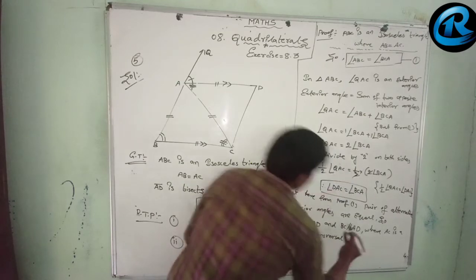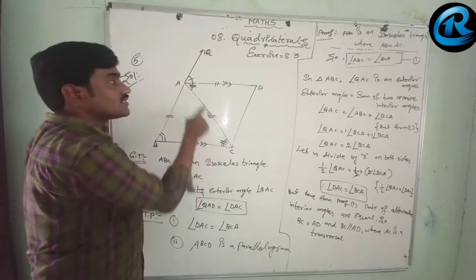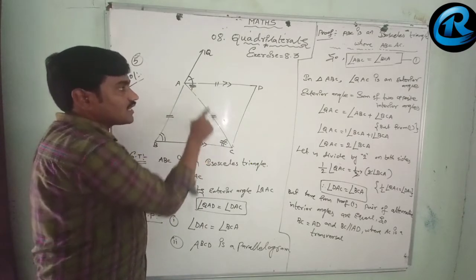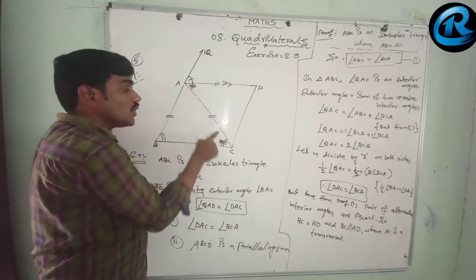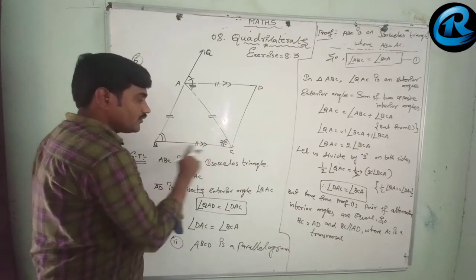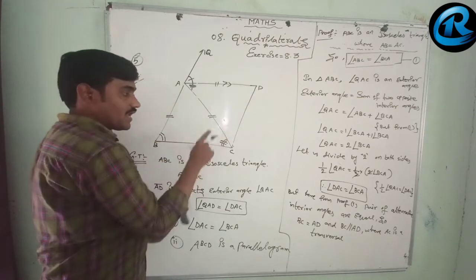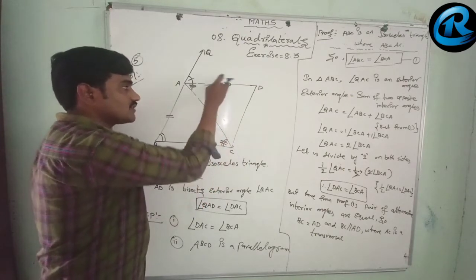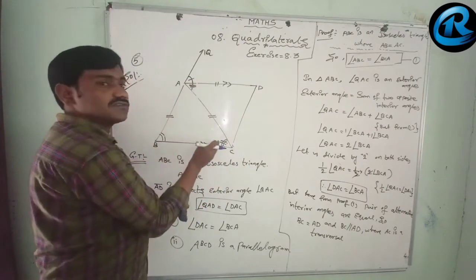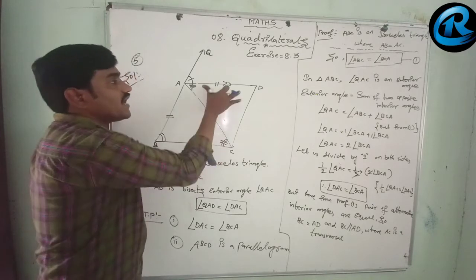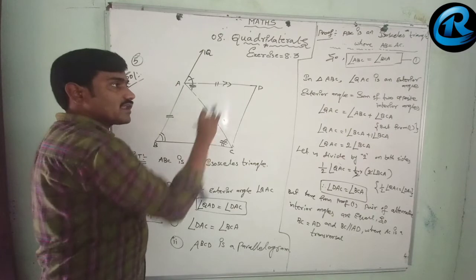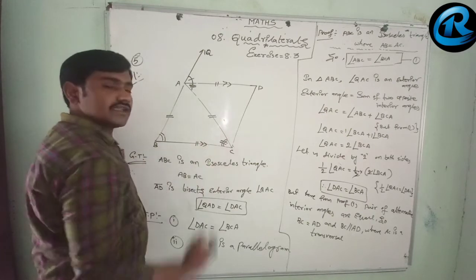These two alternate angles are equal. How? Because when there is one transversal and two parallel lines, then alternate angles will be equal. So here BC and AD are two equal sides, and they are also parallel, intersected by AC.